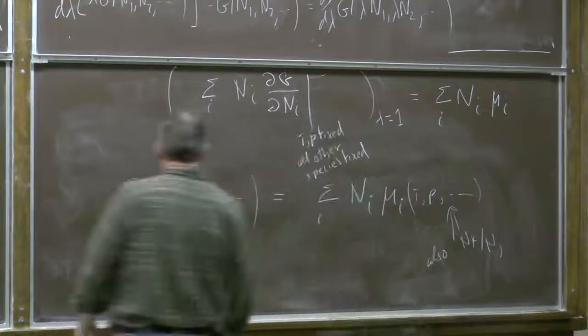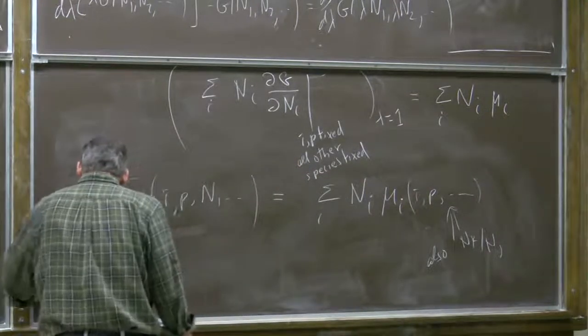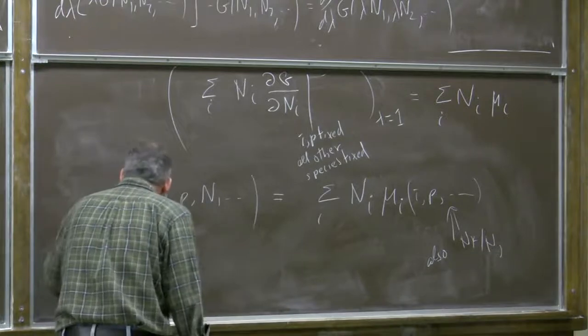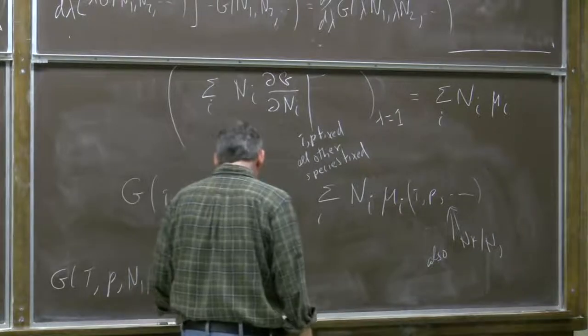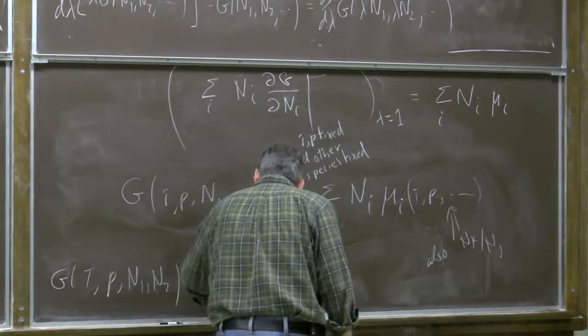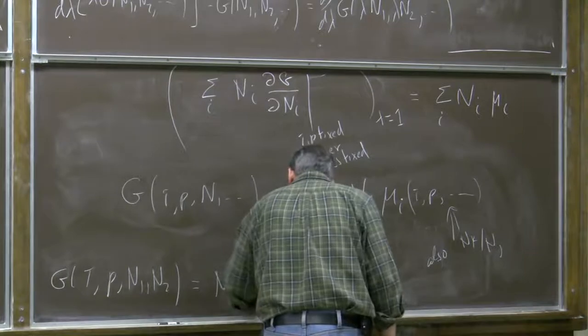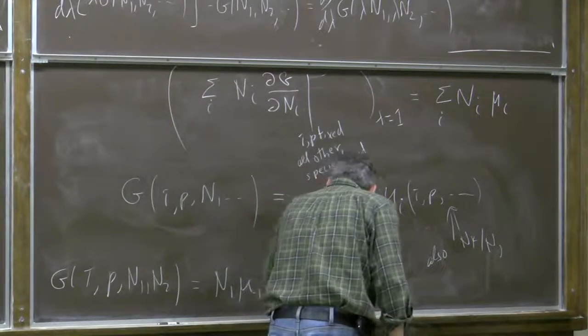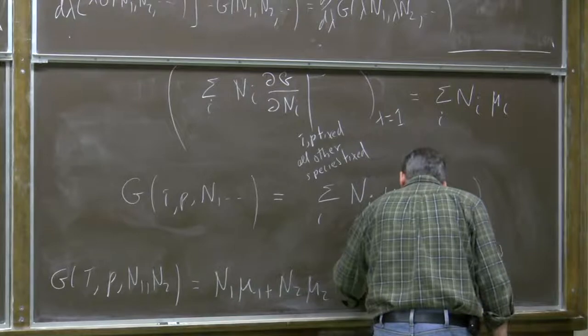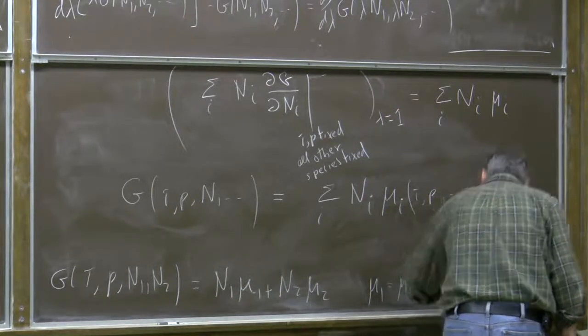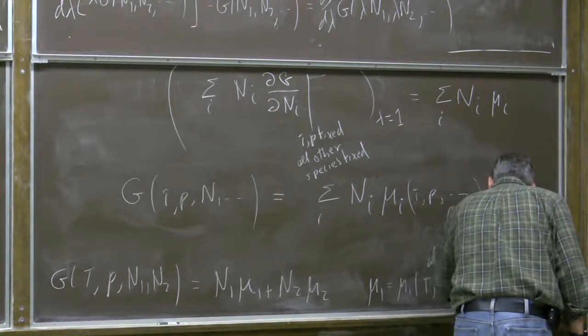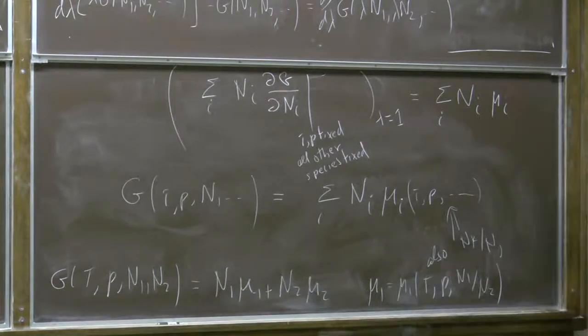I don't know, maybe that was confusing. Suppose there are just two types. So I have G(T, P, N1, N2). And then the chemical potential is N1 mu1 plus N2 mu2, where mu1, for example, is a function of temperature, pressure, and the ratio N1 over N2. Okay, a function of all the intensive quantities.